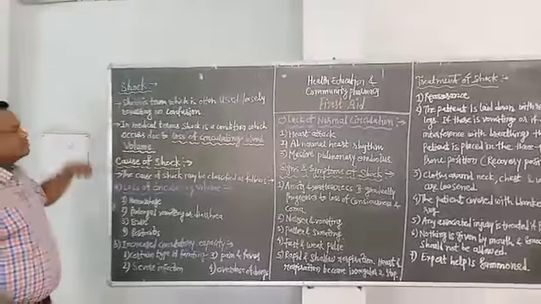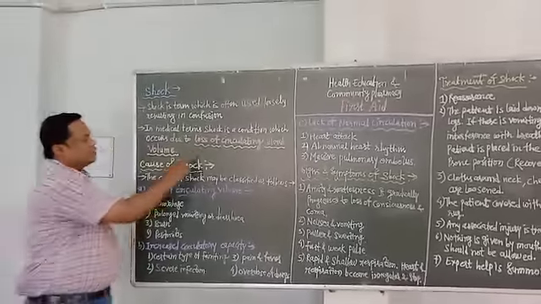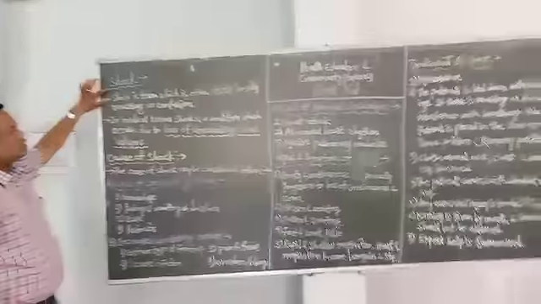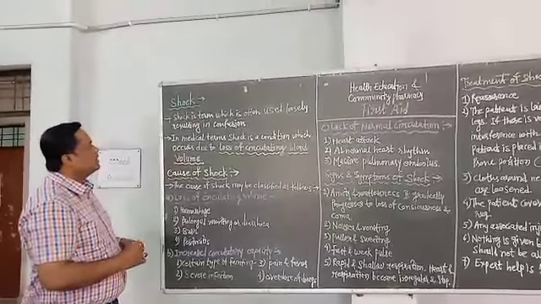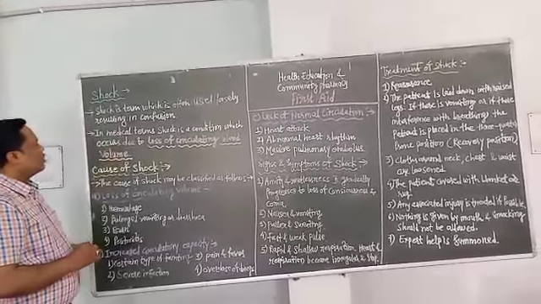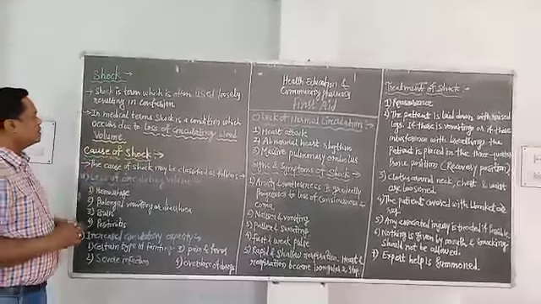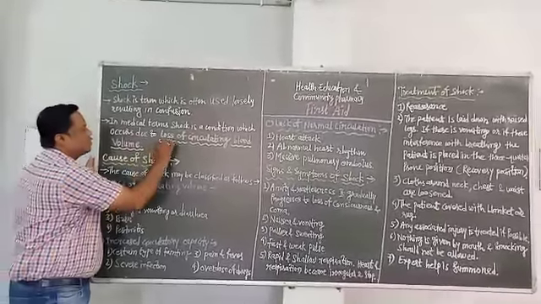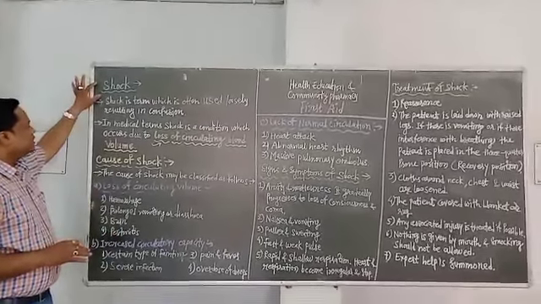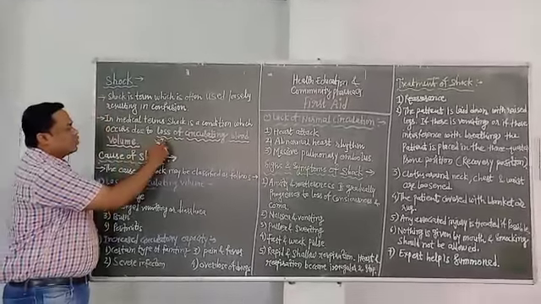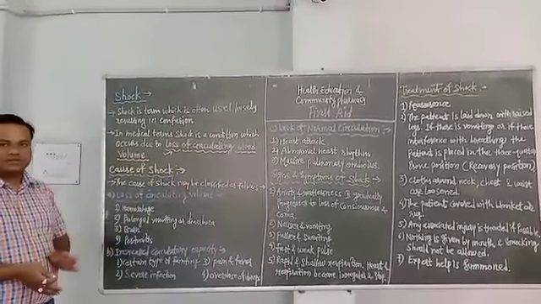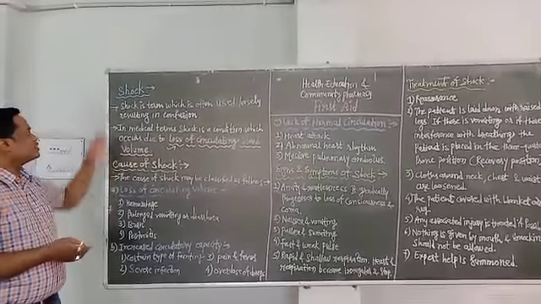Shock, in the medical term, is a condition which occurs due to the loss of circulating blood volume. It is called shock. The term shock is often used loosely, resulting in confusion. In the medical term, shock is a condition which occurs due to the loss of circulating blood volume, means blood का loss होना due to the rupture or injury of the blood vessel. Blood का loss होना, इसकी वजह से shock हो सकता है.